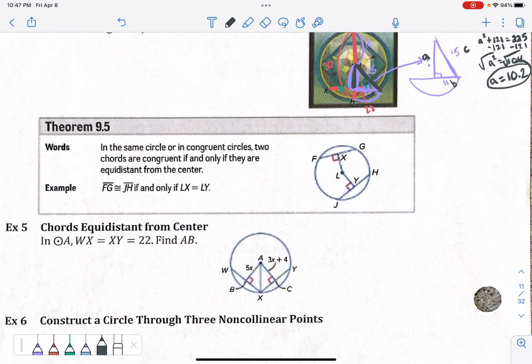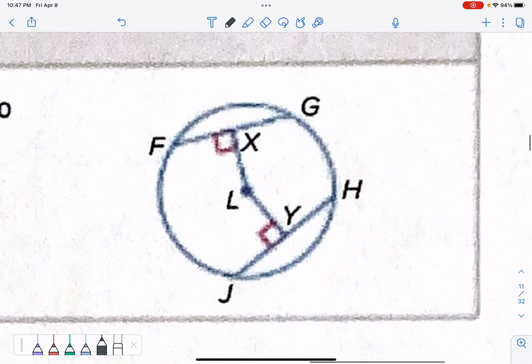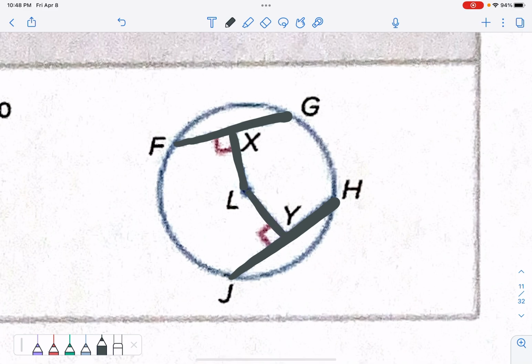All right, theorem 9.5 says, in the same circle or congruent circles, two chords are congruent if and only if they're equidistant from the center. So they're talking about this chord and the length of it in comparison to this chord. And that is only true if this and this distance are exactly the same. So if this distance is 7 and this distance is also 7, then this chord is going to be the same length as this chord.